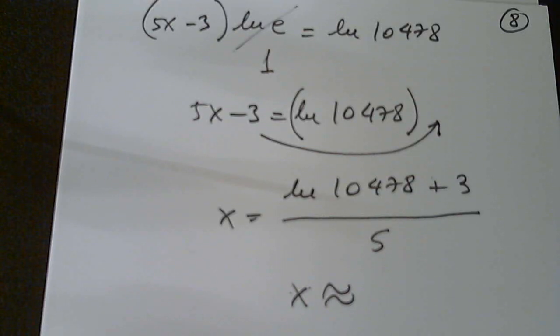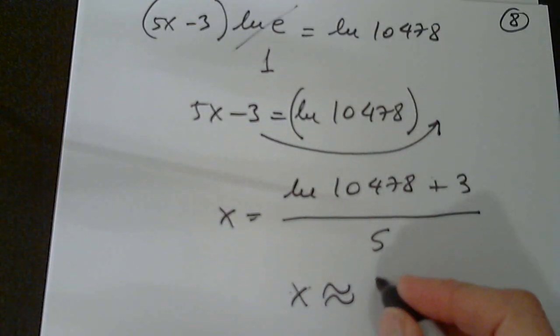Okay, so let's see. So parentheses. Do not perform the operation step by step. Put everything in the graphing calculator as you see it, plus 3, and then directly divide by 5. Good, so the answer appears to be 2.4514.